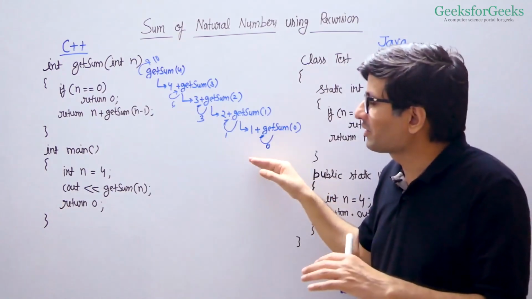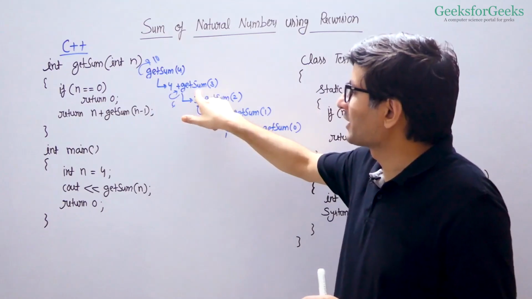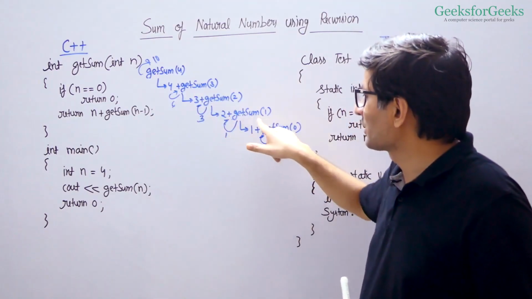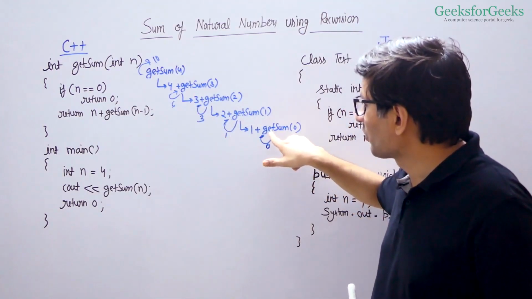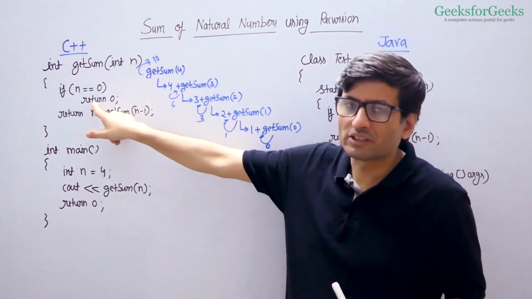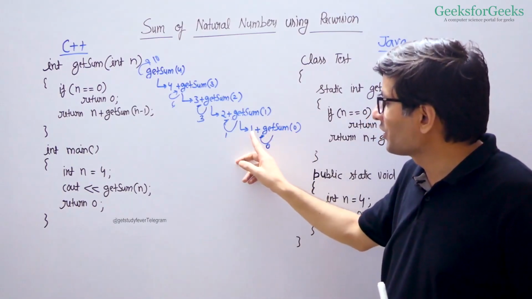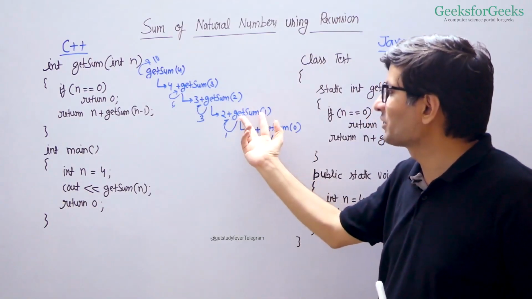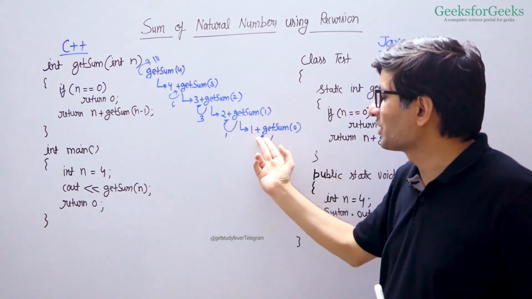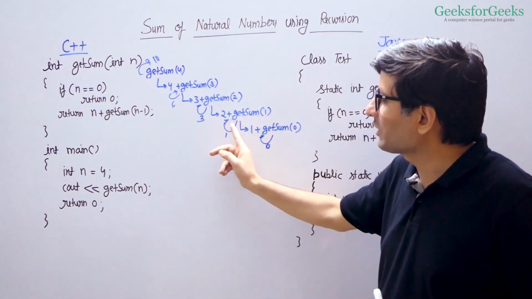Now, how does this execution flow happen? Get sum 4 calls 4 plus get sum 3, and then this calls this, and this calls this, and when get sum 0 is called, it returns 0, right? It falls into this base case and returns 0 immediately. When it returns 0, its caller is going to return 1 plus 0. So get sum 1 is going to return 1 plus 0, 1. And get sum 2 is going to return 2 plus 1, 3.